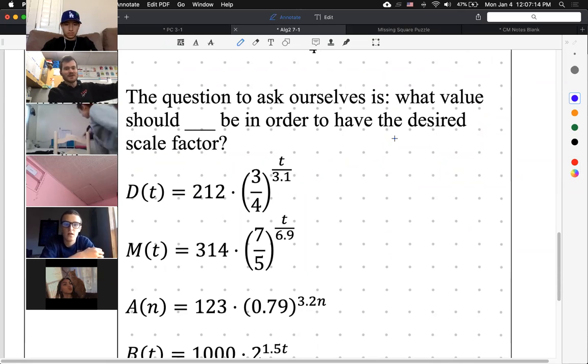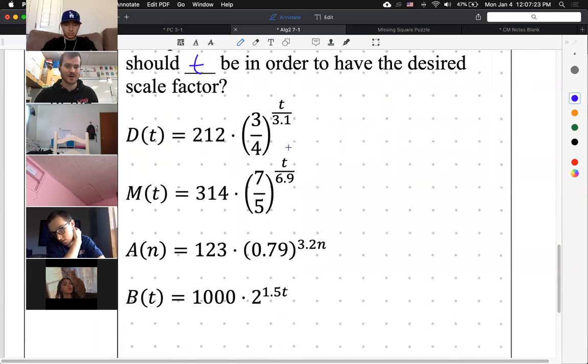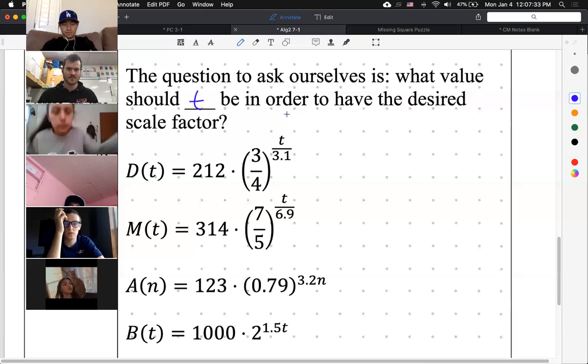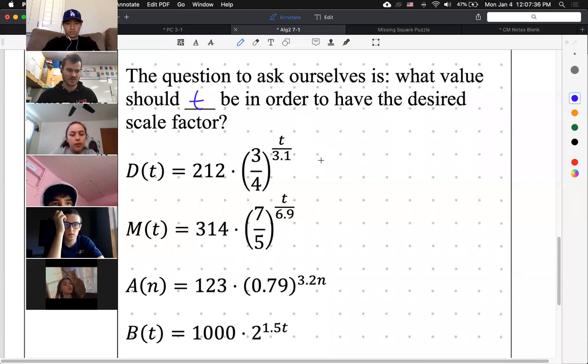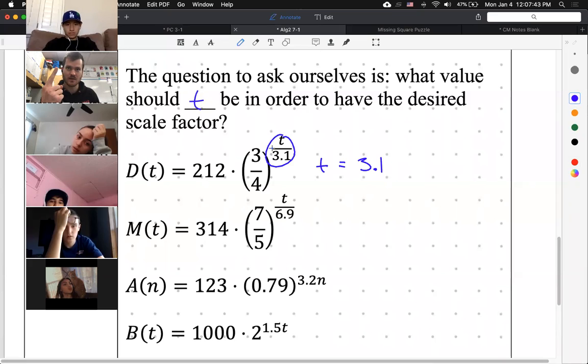The question that you always want to ask yourselves is, what value should t be, your variable, in order to have the desired scale factor? Sometimes it's a little bit hard, right? So t over 3.1, what value should this be in order to have 3/4? How do I undo the exponent to make the exponent 1? And the answer here, as we just saw, was you need t to be equal to 3.1. The whole goal is, how do I make that exponent 1? That's the goal. So in this next example, t is going to be what?